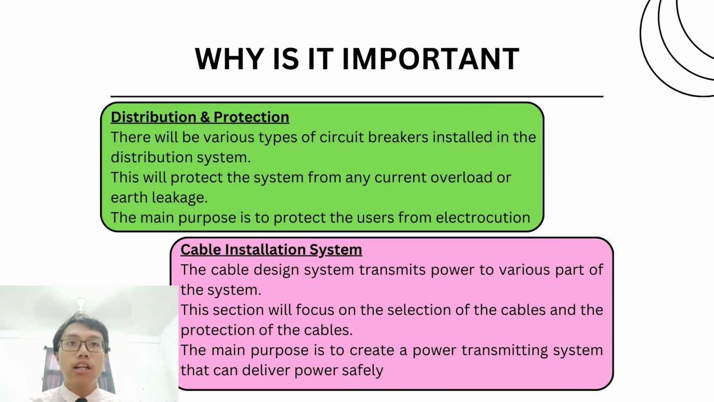Another thing I'd like to talk about is the cable installation system. The main purpose of the cable installation system is to transmit power from various distribution boards. So this section will focus on the selection of the cables and the protection of the cables. The main purpose is to create a power transmitting system that can deliver power properly and safely.